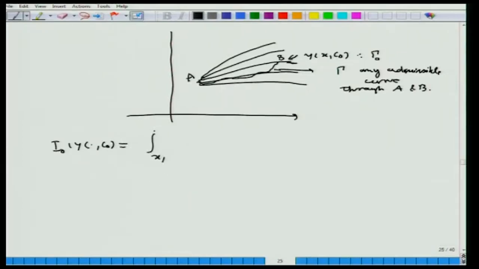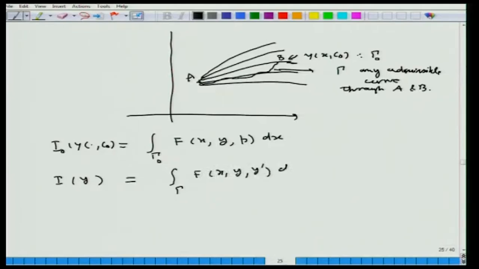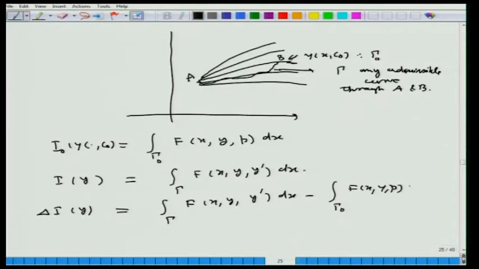to x2. So we will write that as the integral over gamma 0 of f(x, y, p), where y prime is p, and I(y) for any other admissible curve like this is the integral of f(x, y, y') dx. Then we consider this delta I(y), which is the difference of these two: the integral over gamma of f(x, y, y') dx minus the integral over gamma 0 of f(x, y, p) dx.